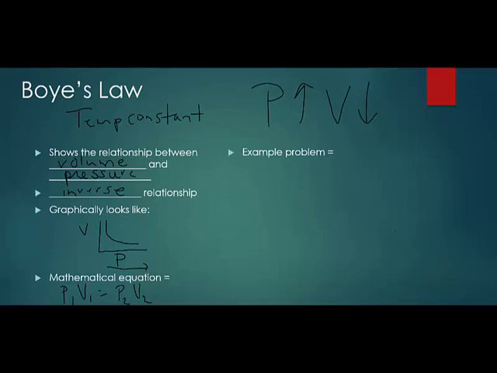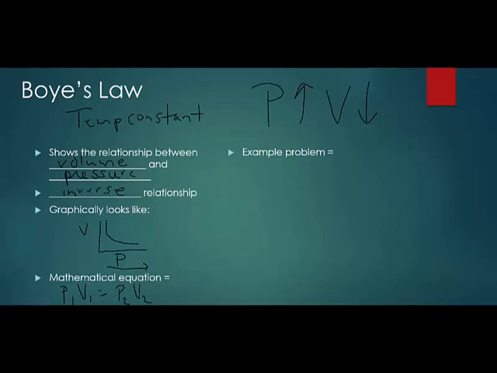At constant temperature, what is the new volume of a 3-liter sample of gas if its pressure is changed from 0.5 atmospheres to 0.25 atmospheres? So let's go back through and chunk this up.